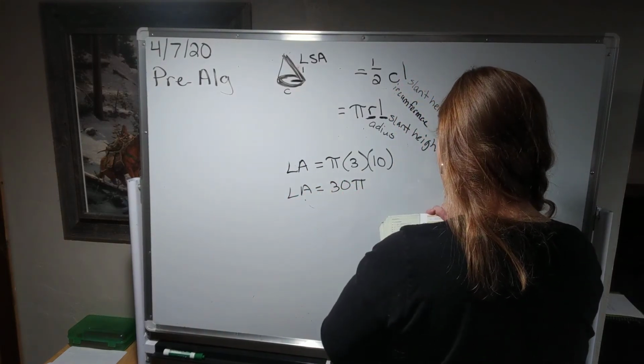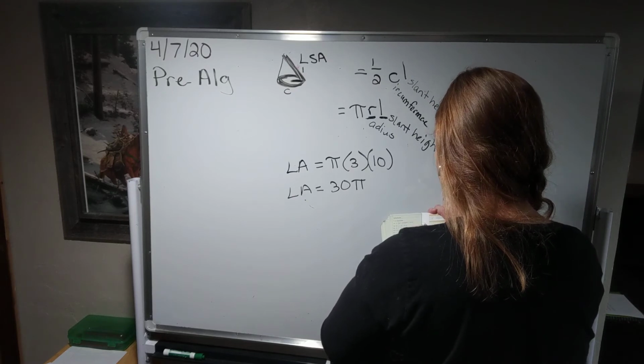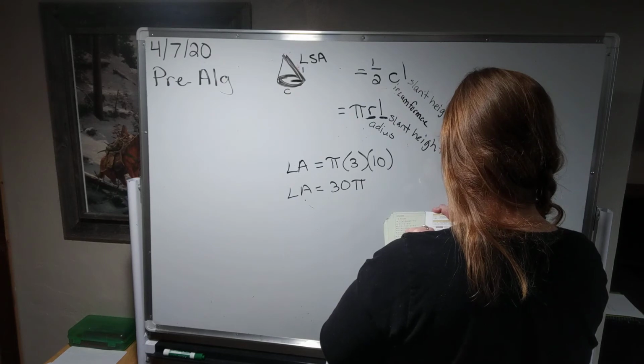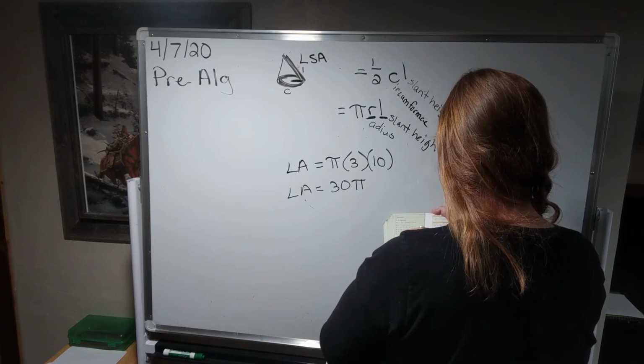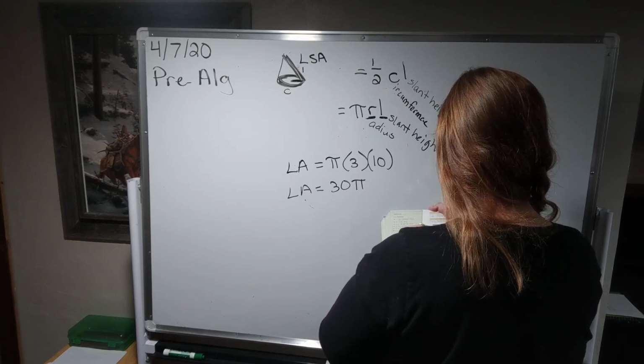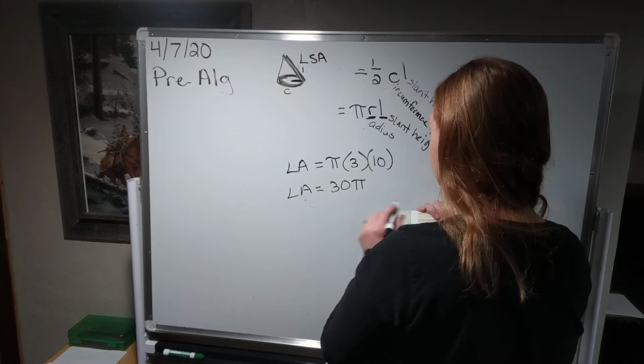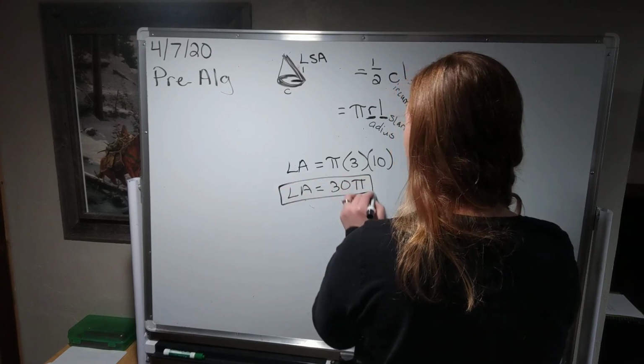Pop that into our calculator. Okay. I think they're just leaving it like that. Interesting. So our lateral area is 30 pi.